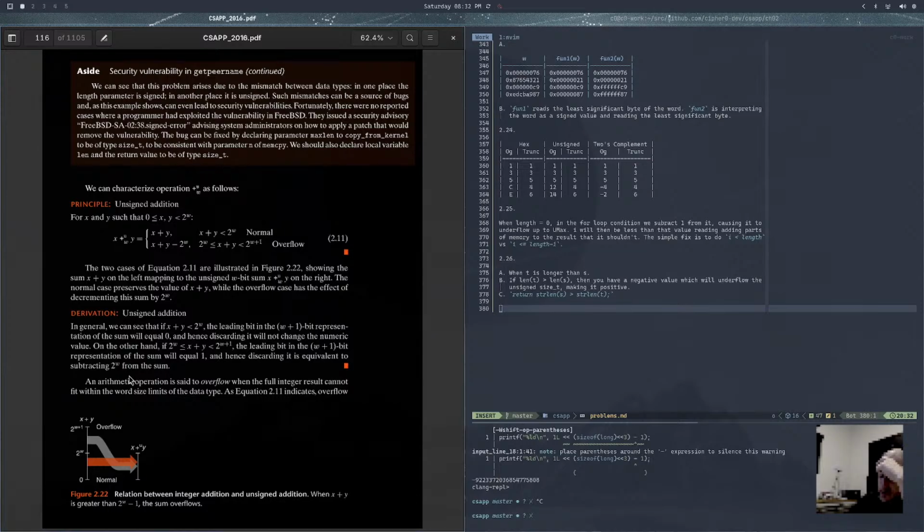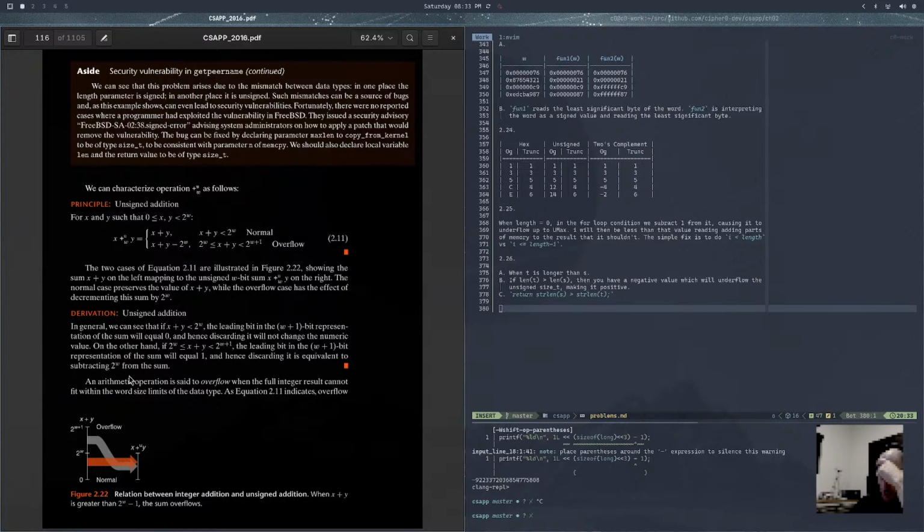In general, we see that if x plus y is less than 2 to the w, the leading bit in the w plus 1 bit representation of the sum will equal 0, and hence discarding it will not change the numeric value. On the other hand, if 2 to the w is less than or equal to x plus y, which is less than 2 to the w plus 1, the leading bit in the w plus 1 bit representation of the sum will equal 1, and hence discarding it is equivalent to subtracting 2 to the w from the sum.